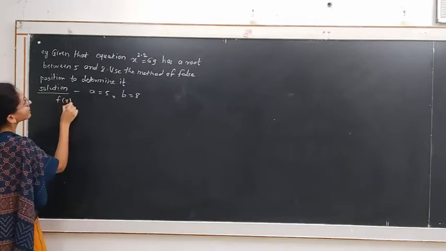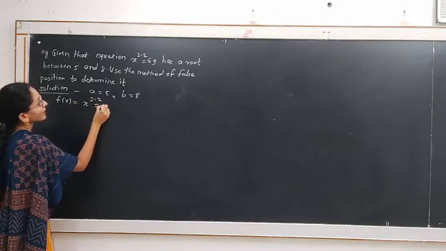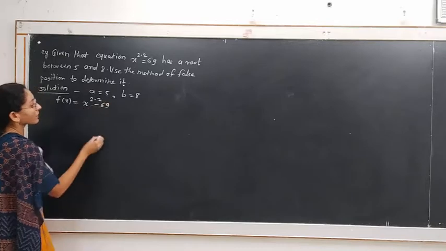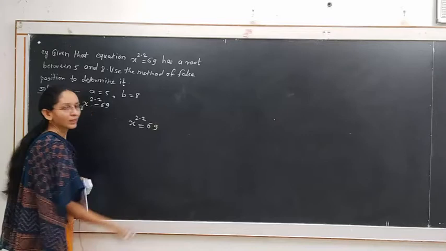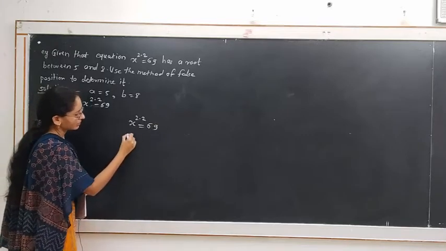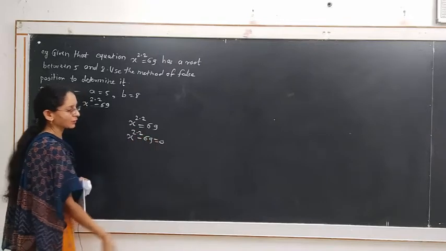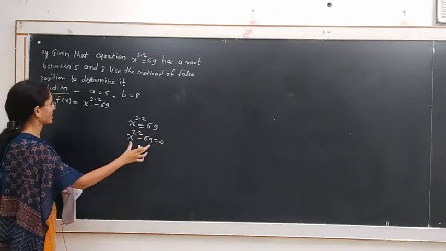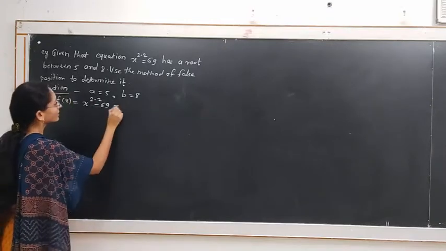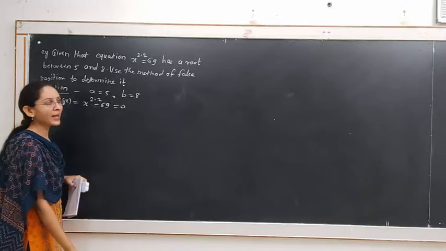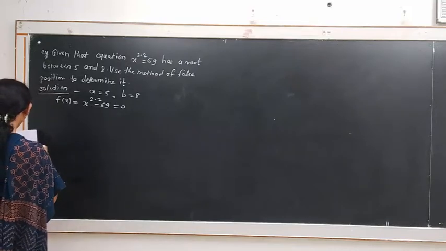Consider the function f of x equal to x raised to 2.2 minus 69. As we have to solve the equation x raised to 2.2 equal to 69, it means that we solve the equation x raised to 2.2 minus 69 equal to 0, and consider this as a function of x. f of x is equal to x raised to 2.2 minus 69, and we solve this equation f of x equal to 0 by the regula falsi method. And we check the value of f of a and f of b.